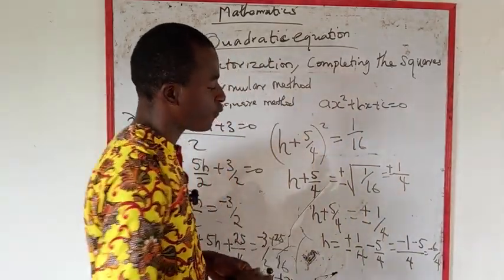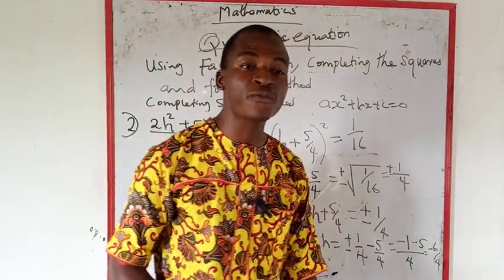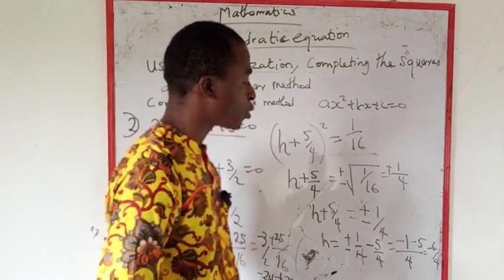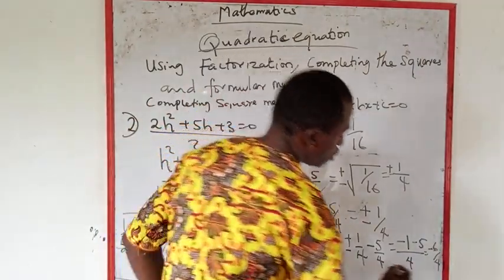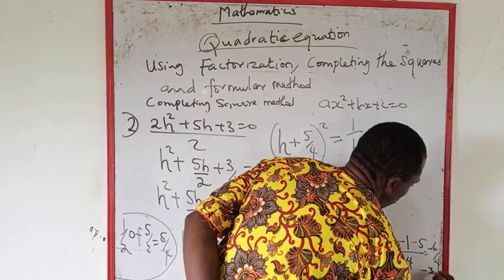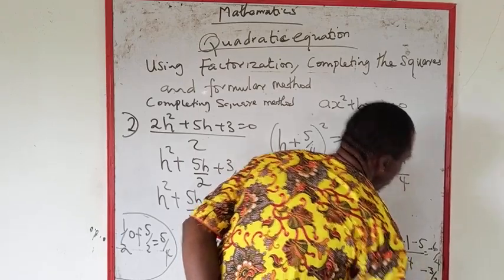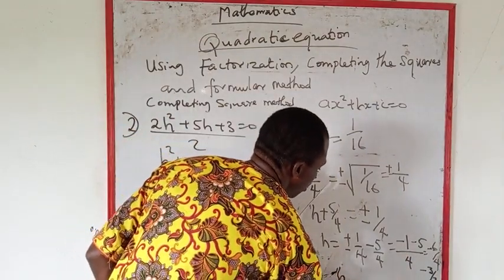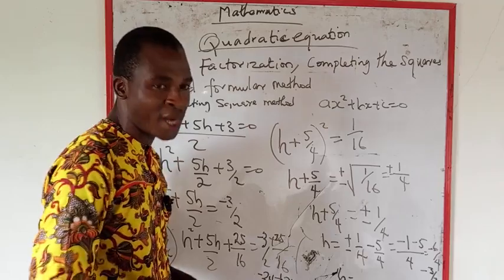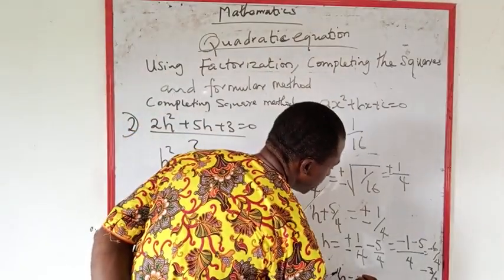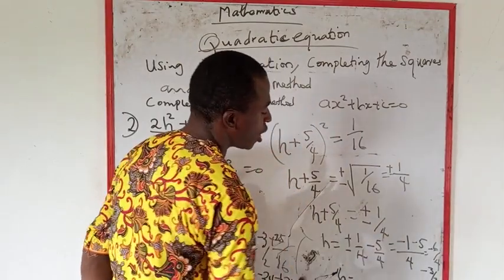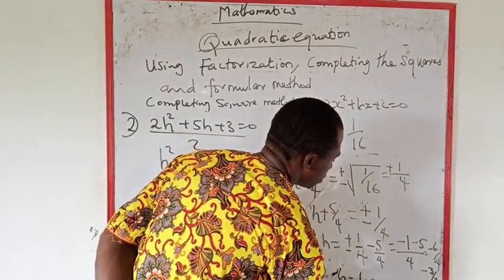Minus 6 over 4. I am working with 1, I am working with 5. All that I have now is minus 6 over 4. So if you reduce that fraction, you are going to get minus 3 over 2. Can we see that? So now let's look for the second value of h. The first one was minus 1 over 4, sorry, the first one used plus 1 over 4. Now let's use minus 1 over 4.